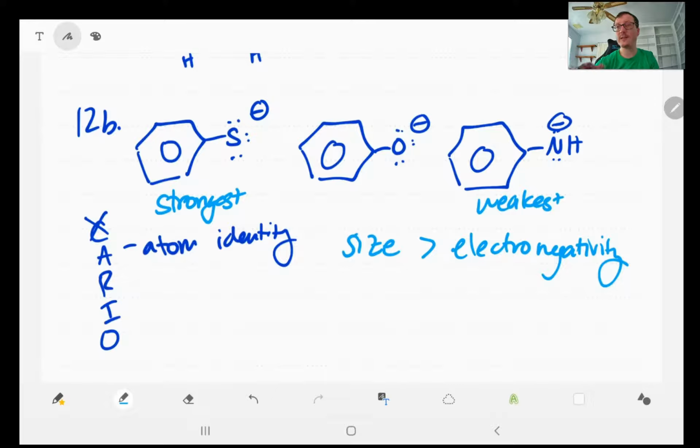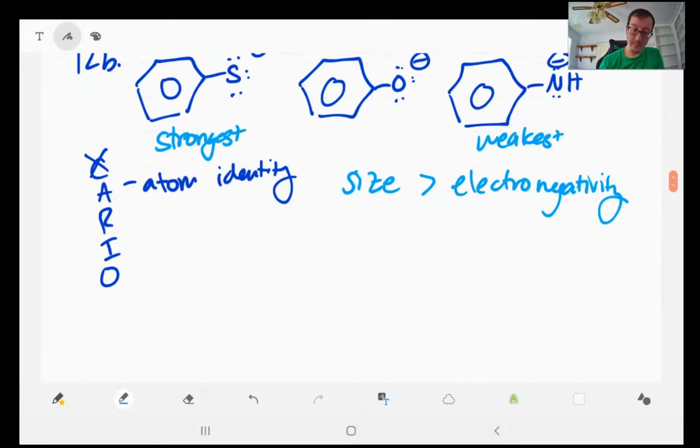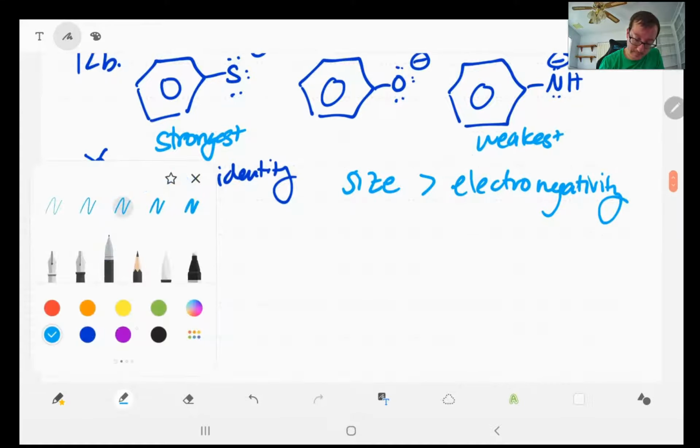Does that part make sense? Cool. So we're just comparing those here. We don't have to worry about the rest of the RIO stuff because we found our point of difference was the atom identity. So with this, we have our strongest acid.